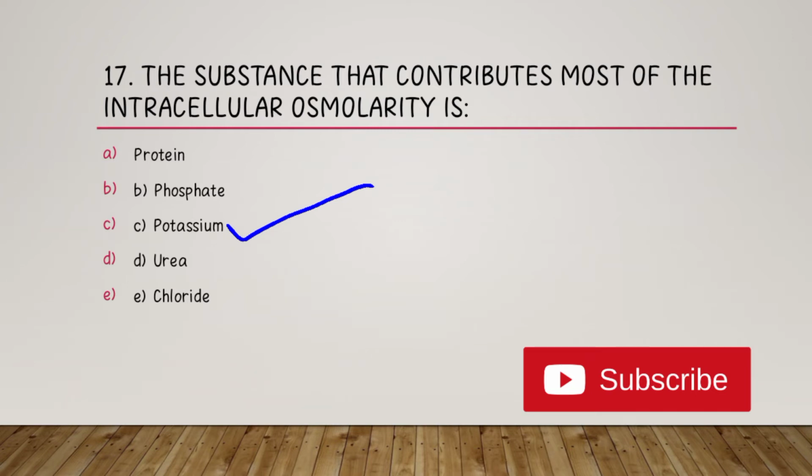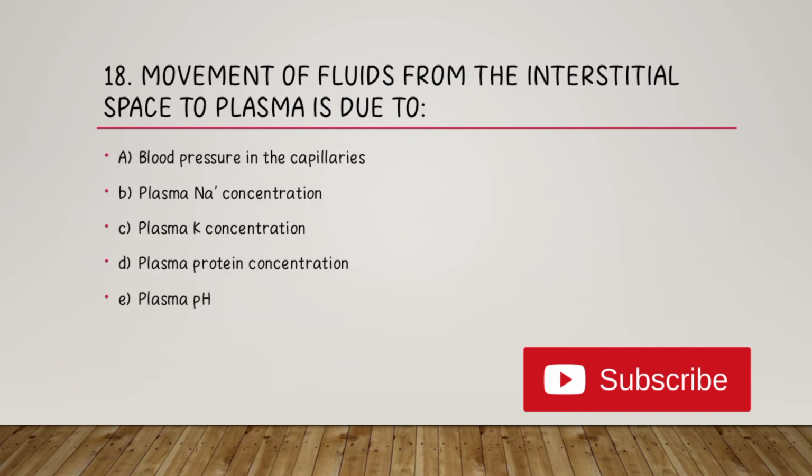high concentration in that particular fluid? That was they're asking you indirectly. Number 18, movement of fluid from the interstitial space to plasma is due to A, blood pressure in the capillaries; B, plasma sodium concentration; C, plasma potassium concentration; D, plasma protein concentration; E, plasma pH.